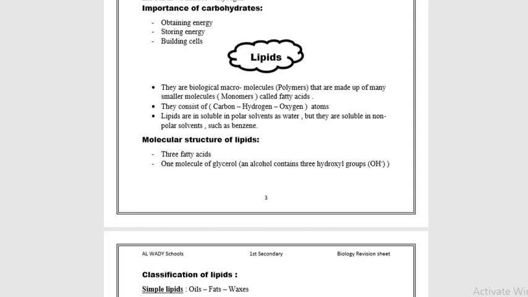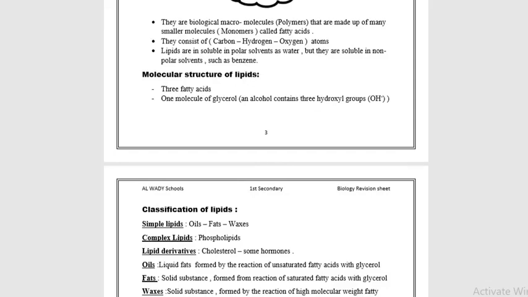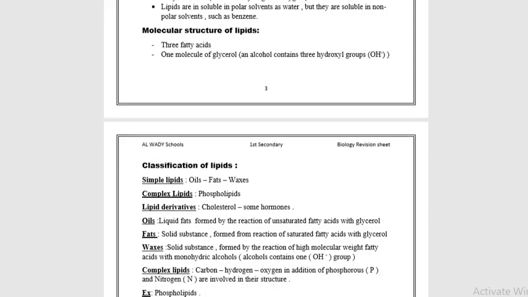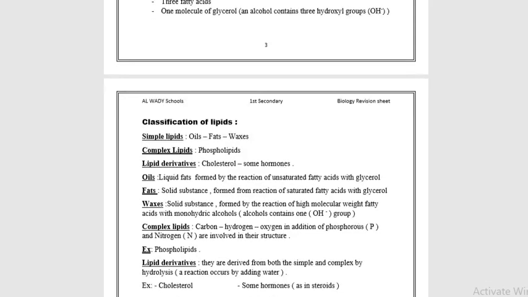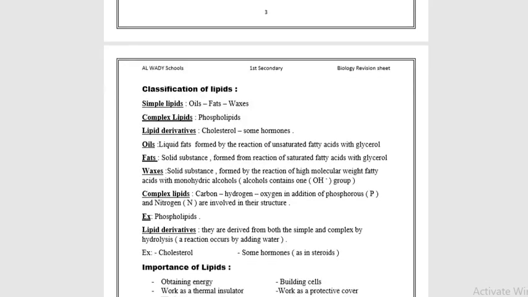Molecular structure of lipid. They are formed from 3 fatty acids and 1 molecule of glycerol, which is a molecule that has 3 hydroxyl groups. What is the classification of lipid?